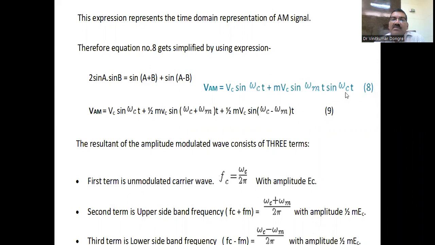So the sine factor is that omega M and omega C, sorry, omega M and omega C. So omega M plus omega C plus omega M into T. T is common in both, so outside the bracket. Again 1/2 M VC sine omega M, this is omega M minus omega C minus omega M into T. Okay, omega M is higher, so omega M minus omega C minus omega. So this is the simplified form.